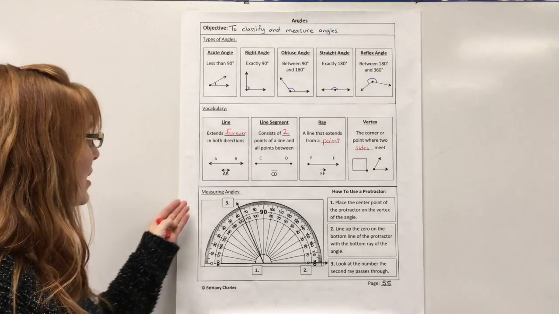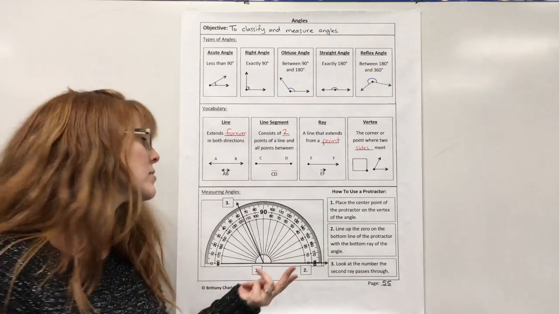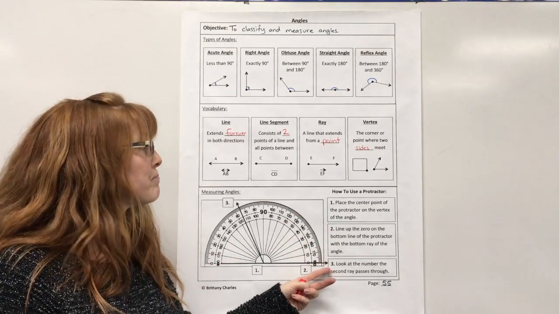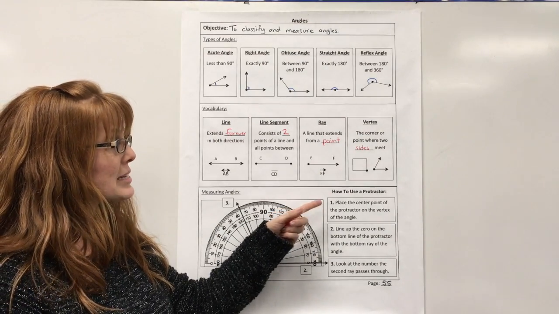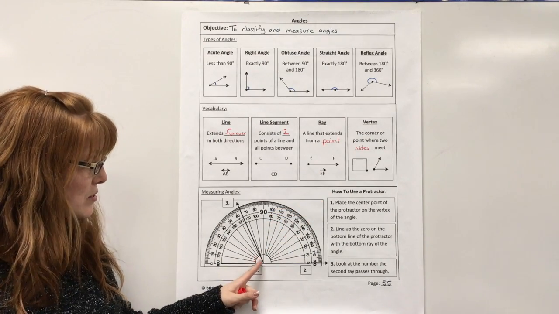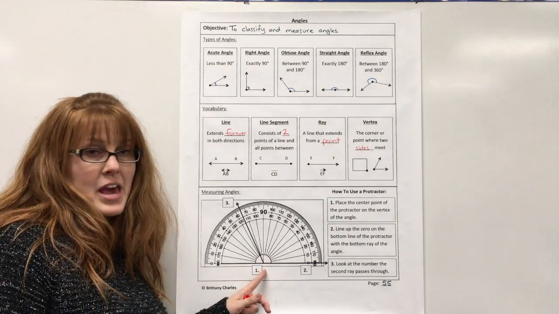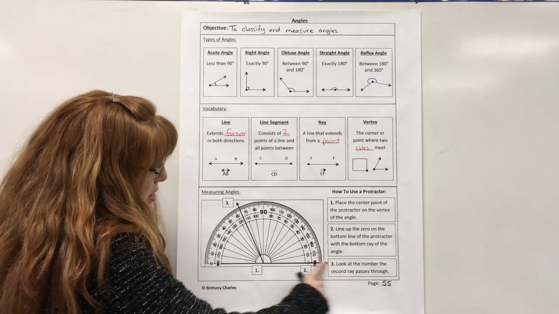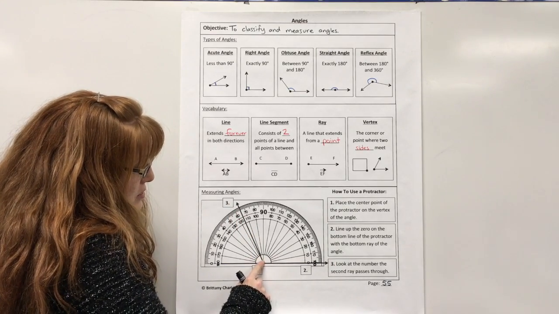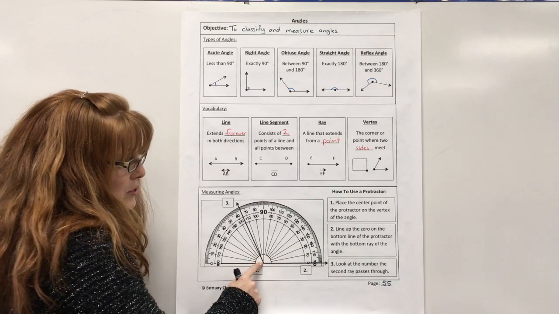All right, and then right here I have a protractor. So this we can use to actually measure angles, and it tells you the steps right here. So we have how to use a protractor. Number one, place the center point, which means this right here, of the protractor on the vertex of the angle, meaning sort of like on the corner, okay? So here's my angle right here, and this right here would be the vertex. So I place the center of my protractor right there on the vertex.